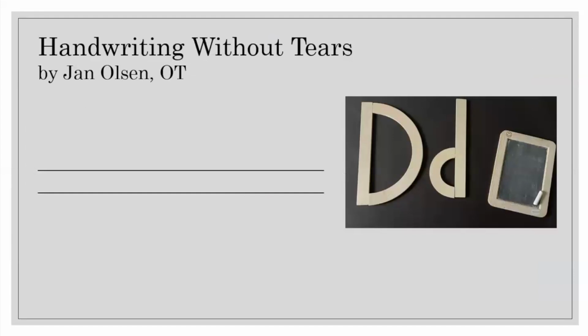So Handwriting Without Tears, never been totally crazy about that name, but it's an awesome program. It was developed by Jan Olsen, occupational therapist. It's very comprehensive, systematic, and explicit. It utilizes many multisensory techniques such as air writing that we talked about earlier, chalkboards with small wet sponges used to draw letters, and also chalkboards with chalk. And it has wooden pieces used to construct letters.